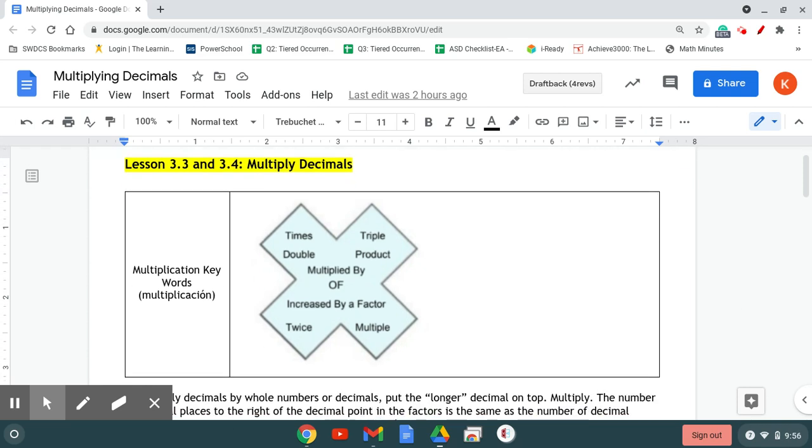Hi guys. So we did adding and subtracting decimals, and now we're going to move on to multiplying decimals this week. So our first thing is multiplication keywords.